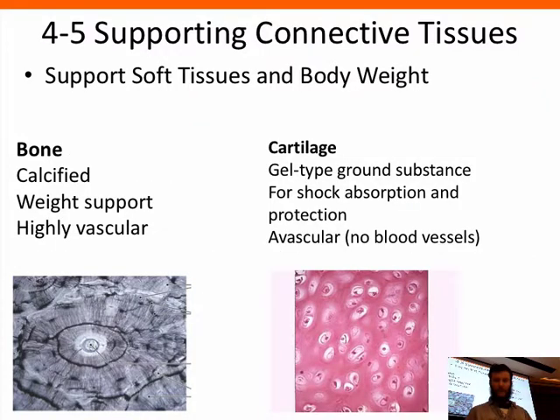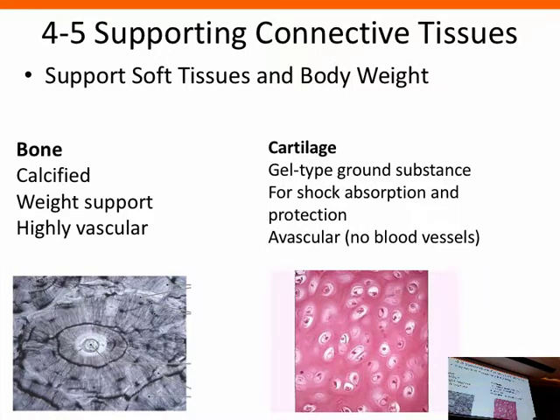So, supportive connective tissue. Again, the point that I made here is that bone is highly vascular. We looked at some of the structure of bone yesterday. This is the supportive connective tissue, right? And then cartilage has this gel-type ground substance. The matrix in bone was made of collagen and other glycosaminoglycans that then gets calcified with hydroxyapatite, whereas here it's not. This is hyaline cartilage.